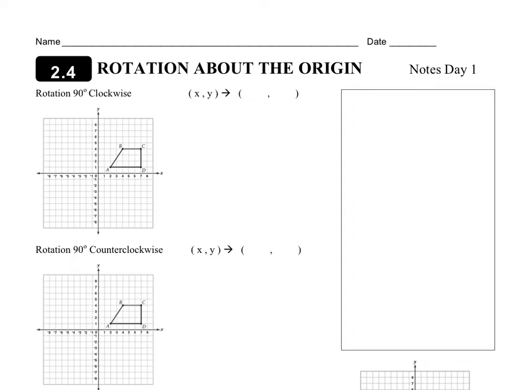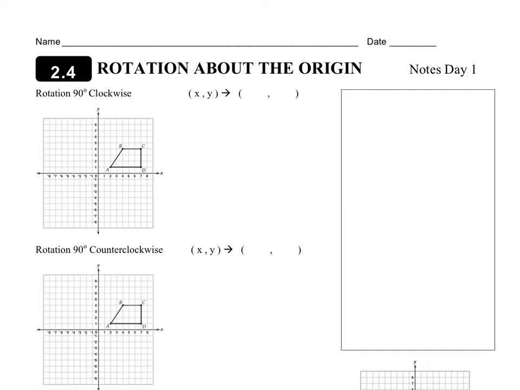Today we're going to learn about lesson 2-4, rotation about the origin. We know the origin is in the center of the graph, and we are going to rotate the figure around that origin, either clockwise or counterclockwise. So for the first directions, we want to take this figure and make a rotation 90 degrees clockwise.